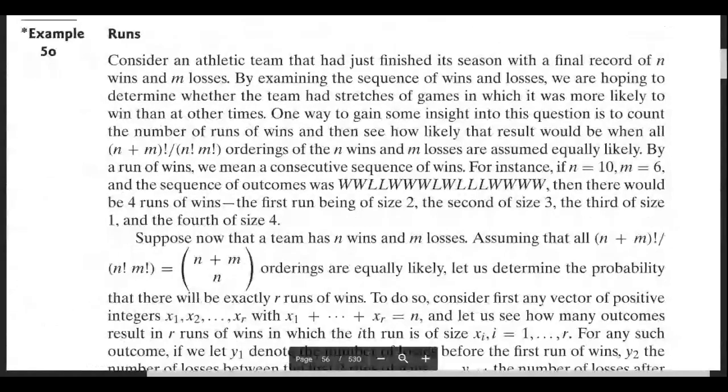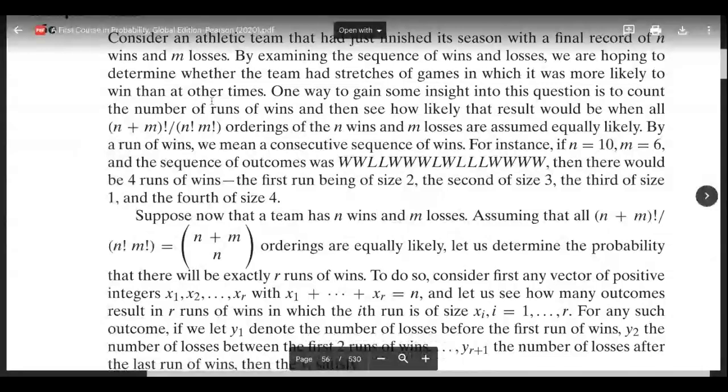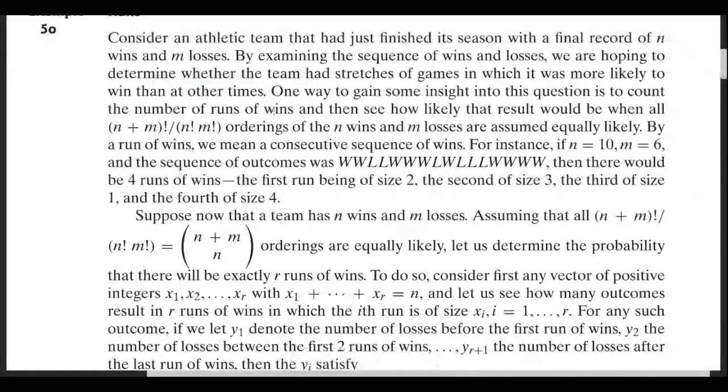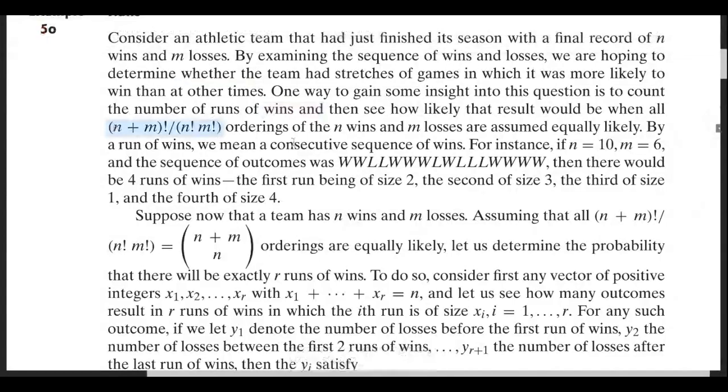Consider the athletic team that had just finished its season with a final record of n wins and m losses. By examining the sequence of wins and losses, we are hoping to determine whether the team had stretches of games in which it were more likely to win than at other times. One way to gain some insight into this question is to count the number of runs of wins and then see how likely the result will be when all n plus m factorial divided by n factorial divided by m factorial orderings of n wins and m losses are assumed equally likely.